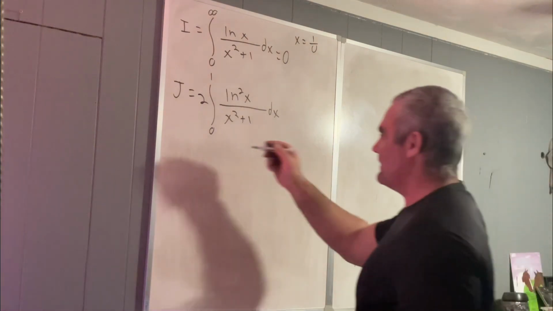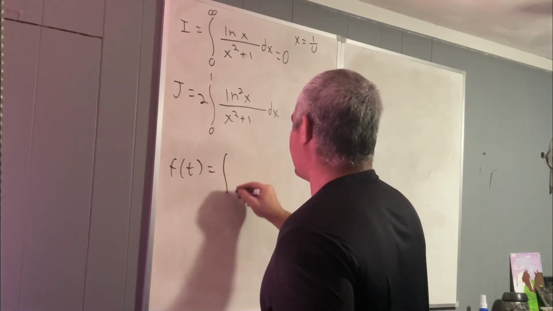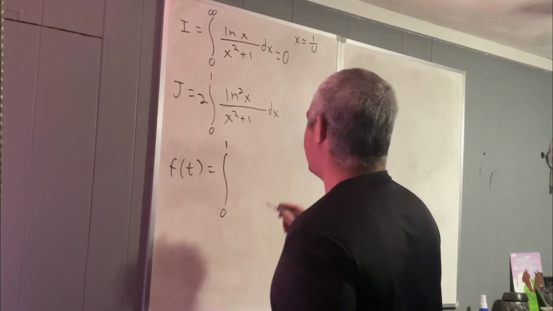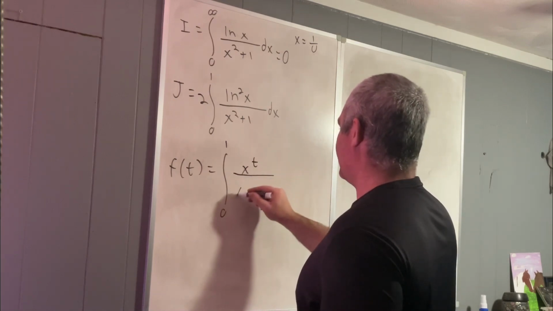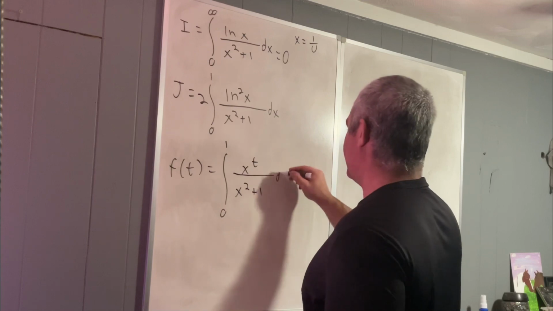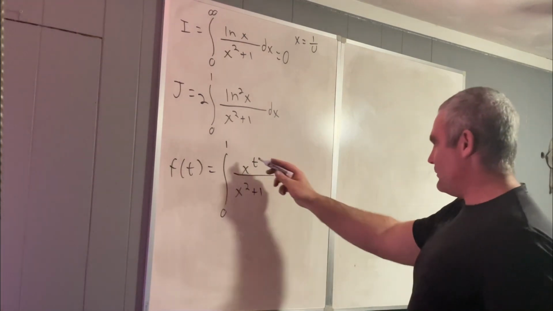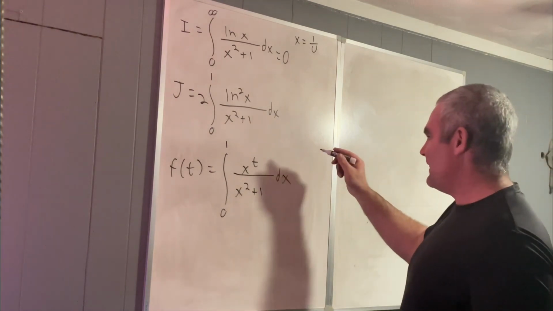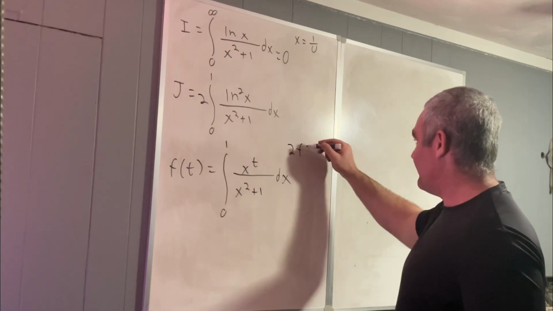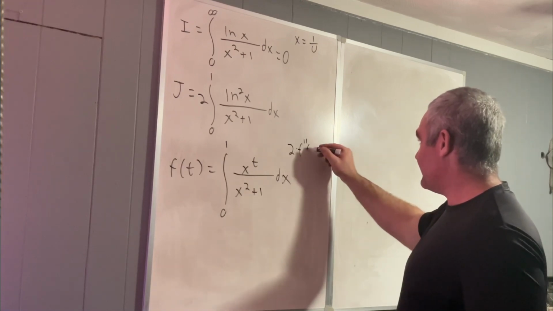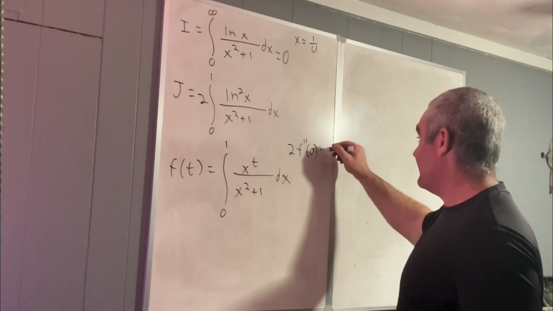Okay, so let's create a function of t equal to the integral from 0 to 1 of, let's see, x to the t over x squared plus 1 dx. Okay. Now from here we can kind of see that if we take 2 times our function f double prime at 0, we will get I.